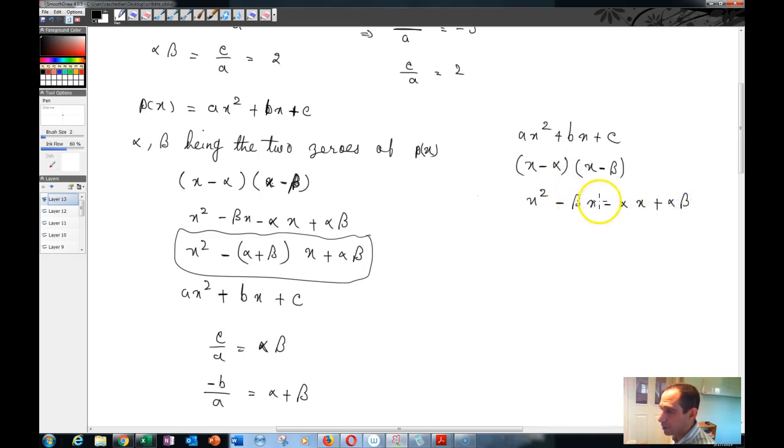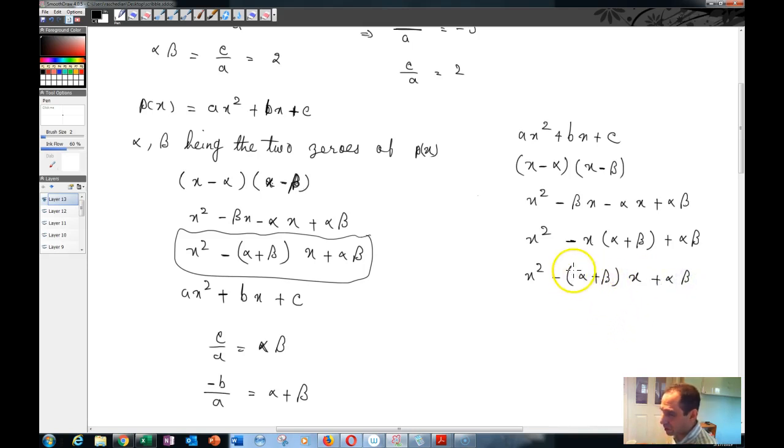Okay, so you can write this as x squared, and you can take the negative x out, and then you can write this as alpha plus beta, and then plus alpha beta. So then you can write this as x squared plus, minus alpha plus beta times x plus alpha beta.